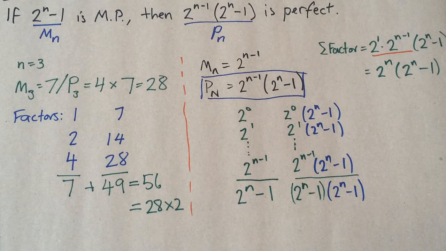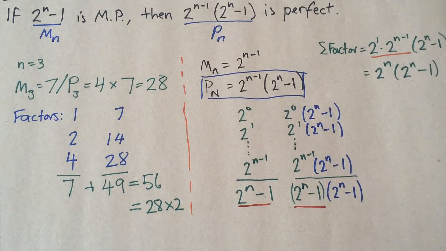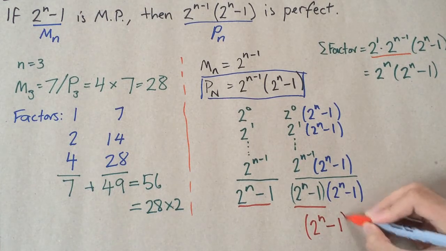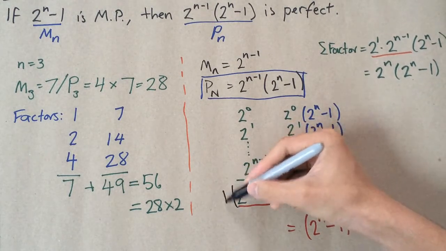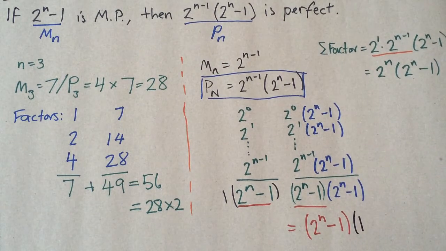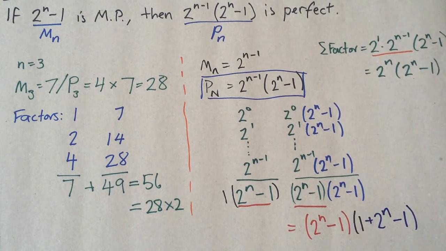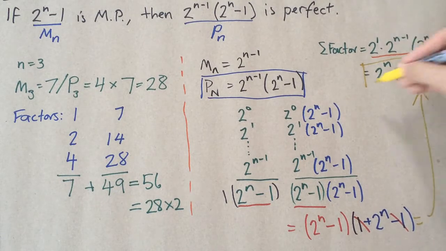How do we add them up? Well, as you can see, we have a common 2 to the power of n minus 1, so we can take one of those out. So we have 2 to the power of n minus 1 for both sides. Then we take it out, because this is actually 1 times 2 to the power of n minus 1. So we're going to have 1 plus 2 to the power of n minus 1, the extra bit here. And as you probably have already guessed, the 1 and minus 1 cancel, so you will simply equal this answer there.